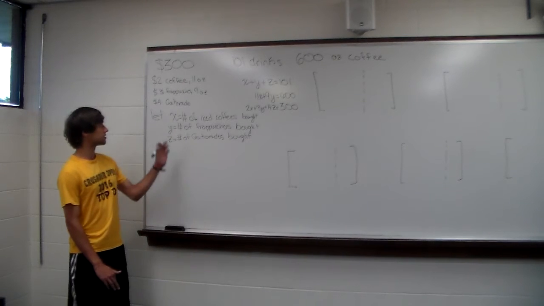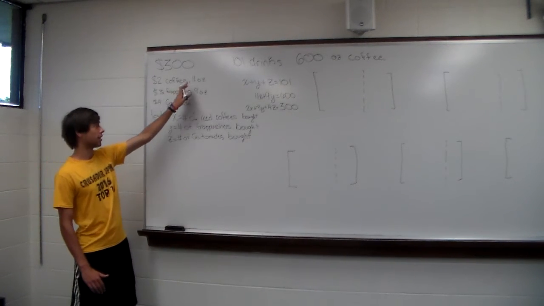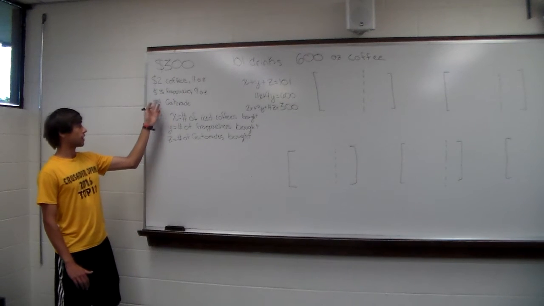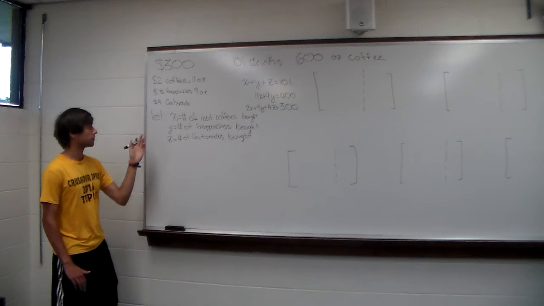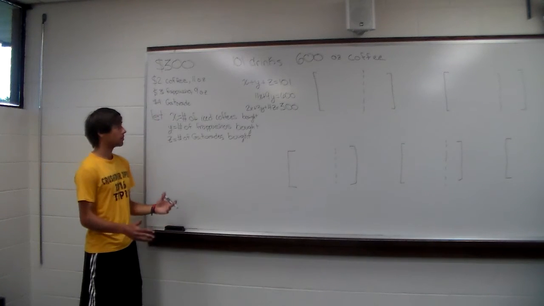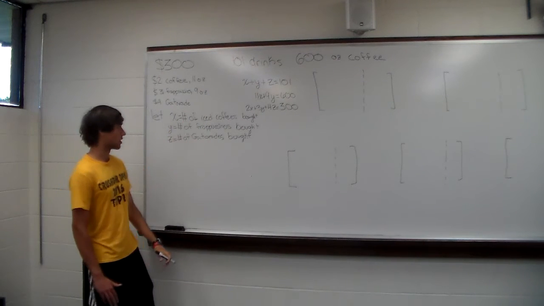And so like it says, you have iced coffees that cost $2 and are 11 ounces, Frappuccinos that cost $3 and are 9 ounces, and Gatorades that cost $4. And we don't really care about the size of those because we only need the 600 ounces of coffee there.